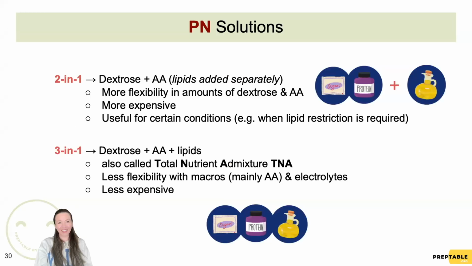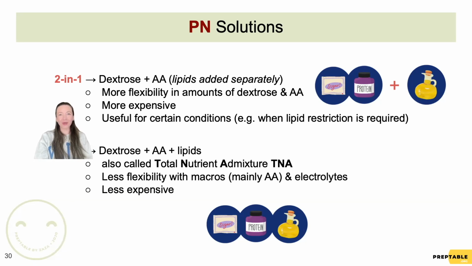Remember that. Let's delve into the different types of parenteral solutions, which are offered in either 2-in-1 or 3-in-1 formulations. And these formulations differ in their composition, their flexibility, and applications, so understanding their nuances is vital for clinical practice. Let's start with the 2-in-1 formulation. This type combines dextrose, amino acids, electrolytes, vitamins, minerals, trace elements, and sterile water. However, it distinctly lacks lipids, which are added separately as seen in the graphic.